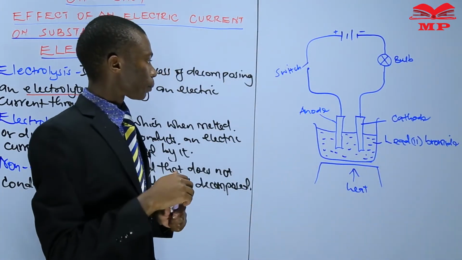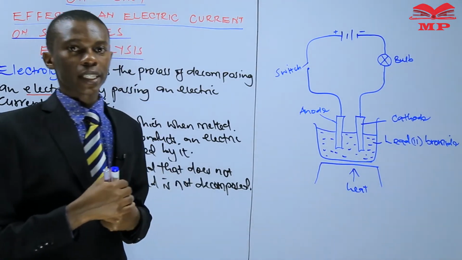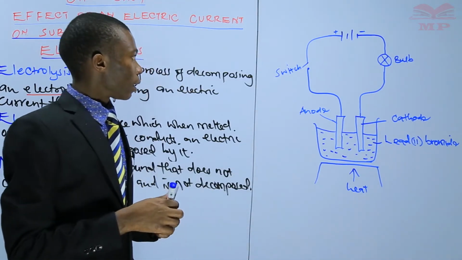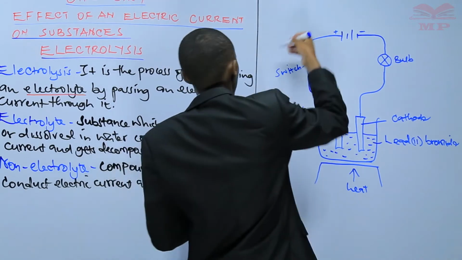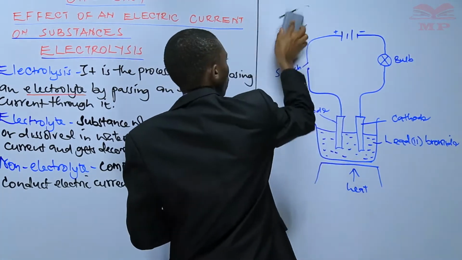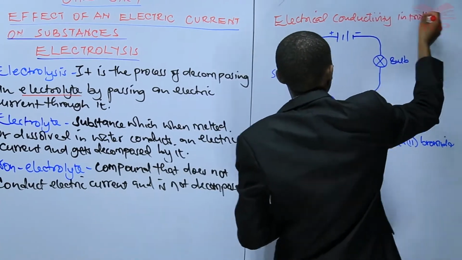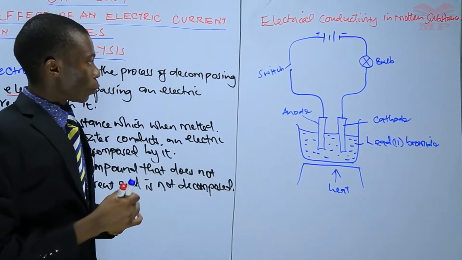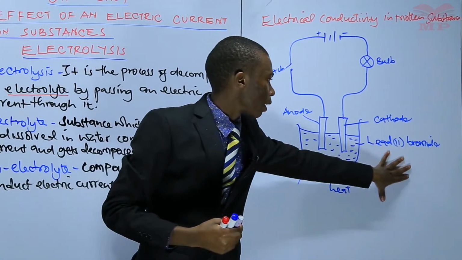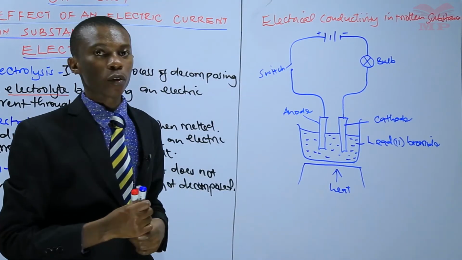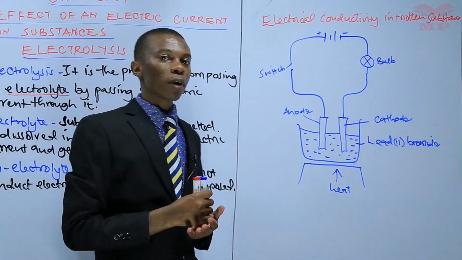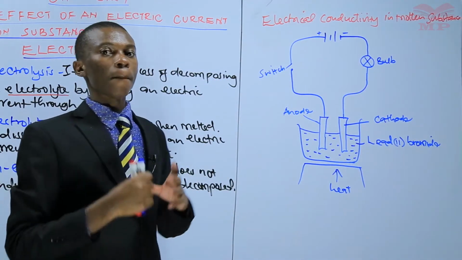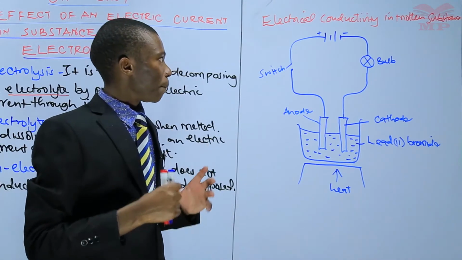Now, getting into electrolysis, remember in the previous lessons, when we were discussing electrical conductivity of molten substances, we had a diagram like this. This diagram shows electrical conductivity in molten substances. We said that this is lead(II) bromide, an ionic compound. For lead(II) bromide to conduct electric current, it needs to be melted.